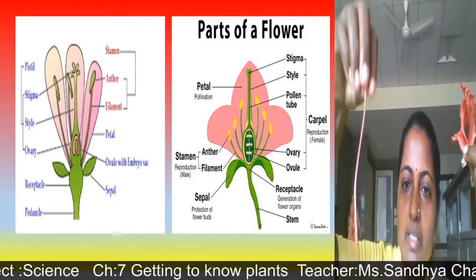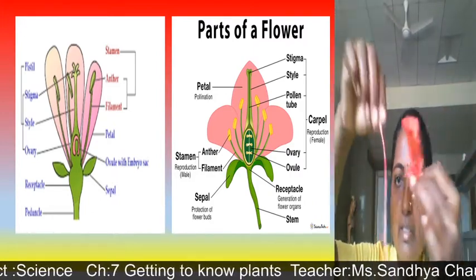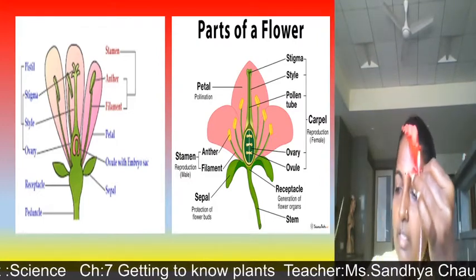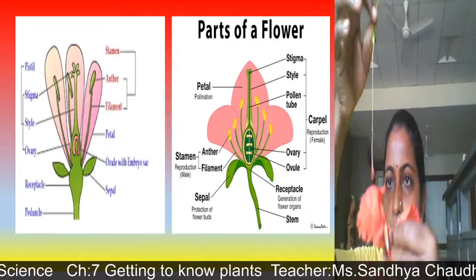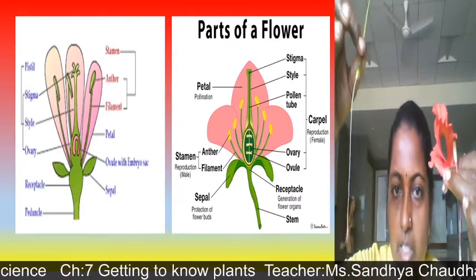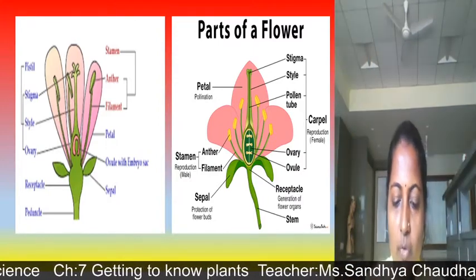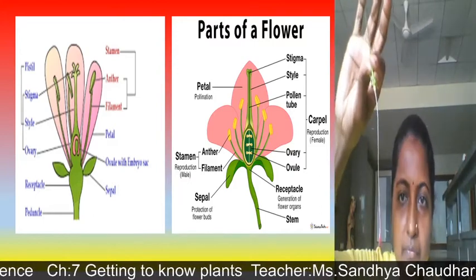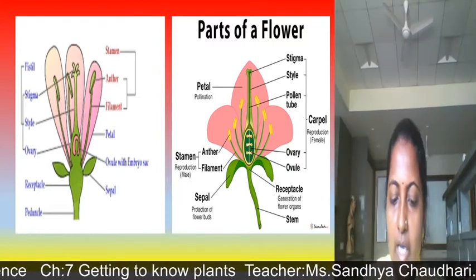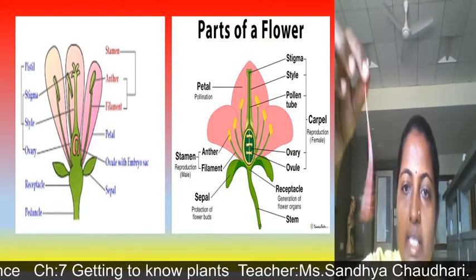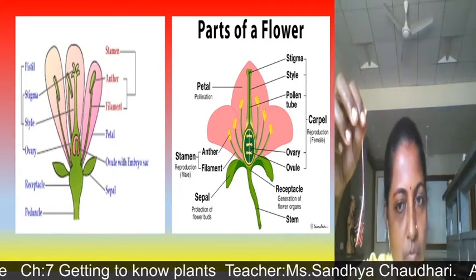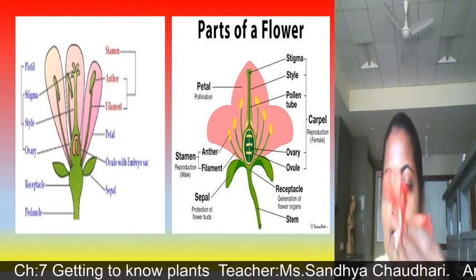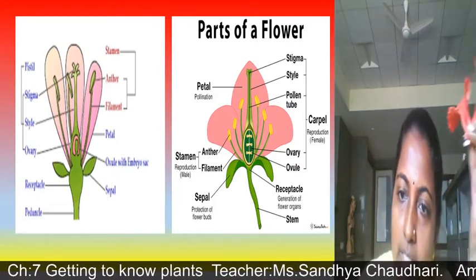This is stamen, anther and filament. After that, this is called pistil, ovary, style, and below this it is a stigma. So these are different parts of a flower. This is pistil, that is the female reproductive part of a flower, and this is stamen, anther and filament. So this is the male reproductive part of a flower, and inside this anther pollen grains are there.